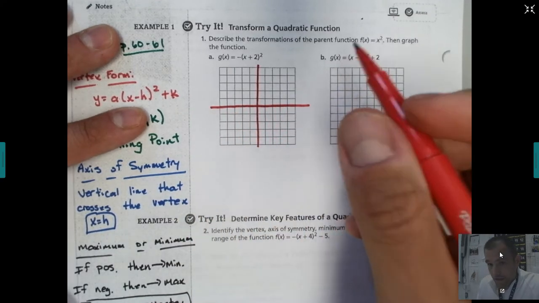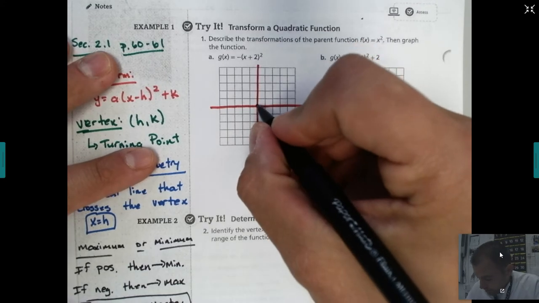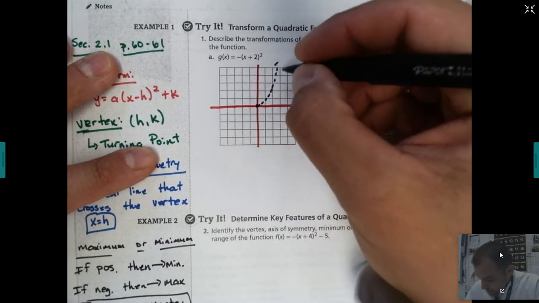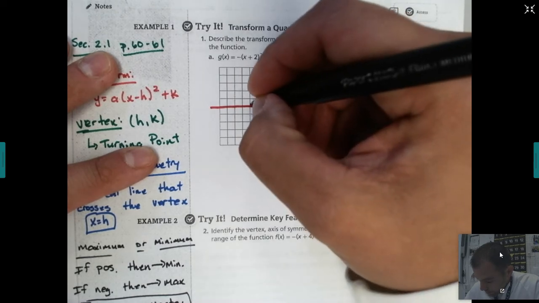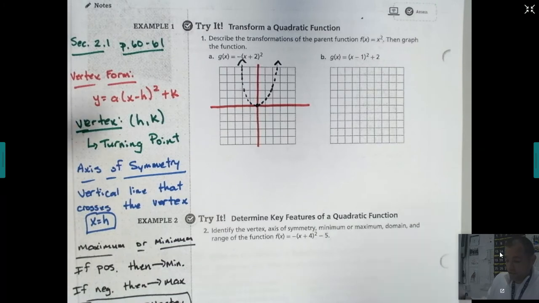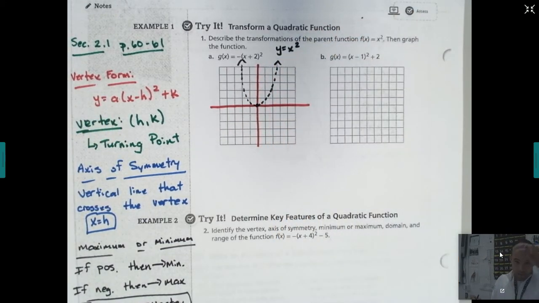So we have this graph. Now, a normal graph, a basic quadratic, you don't have to draw this black one on your notes, but a basic quadratic will look like this. So I'm going to draw it dashed. So this is the basic graph. That's what a normal just x squared looks like. So y equals x squared would look like that black one.